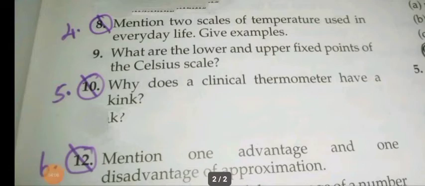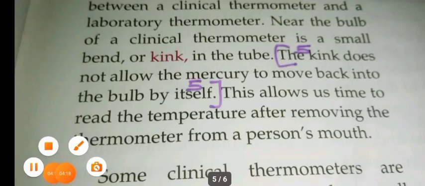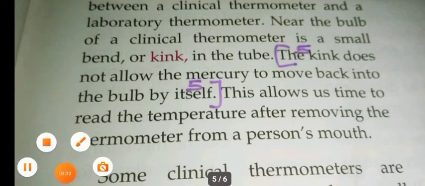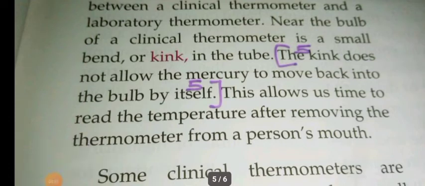Why does a clinical thermometer have a kink? The next question, question number 5. Why does a clinical thermometer have a kink? That's your question. The kink does not allow the mercury to move back into the bulb itself. That's why the kink is used in the clinical thermometer.